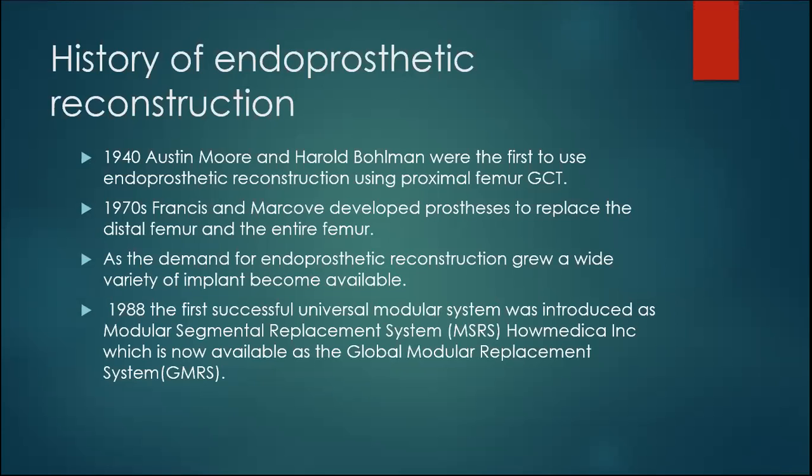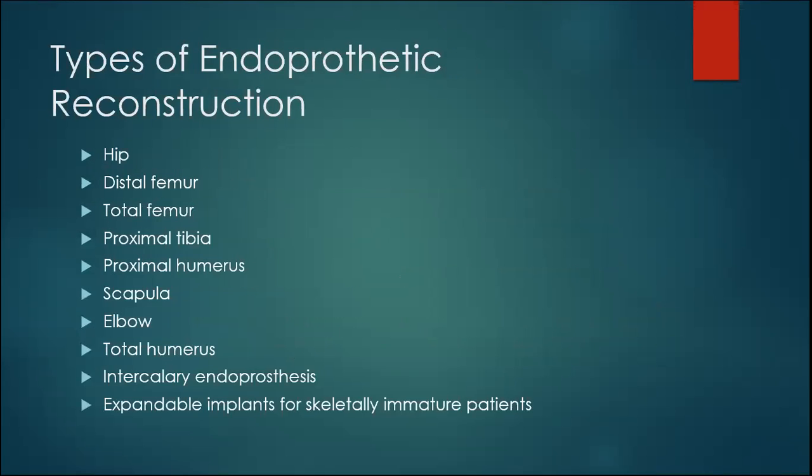In 1988, the first successful universal modular system was introduced as the modular segmental replacement system for Howmedica, which is now available as the global modular replacement system that we use from Stryker or Howmedica. There are a lot of types of endoprosthetic reconstruction: first for the hip and distal femur, total femur, proximal tibia, proximal humerus, scapula, elbow, total humerus, intercalary endoprosthesis, and expandable implants for skeletally immature patients. And now there is a 3D printed one for the pelvis.